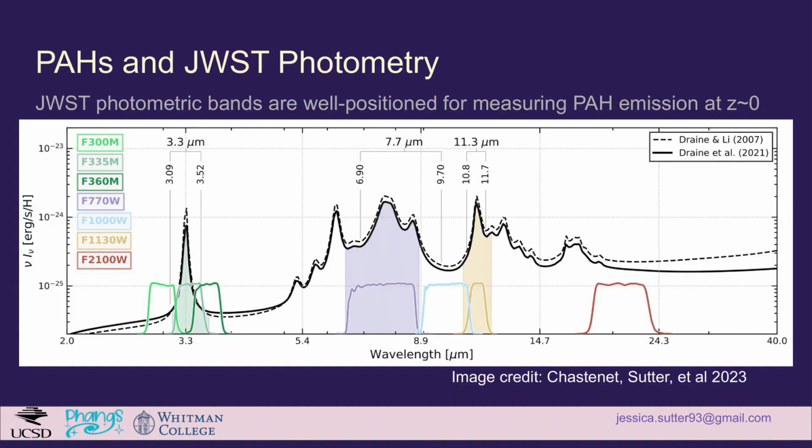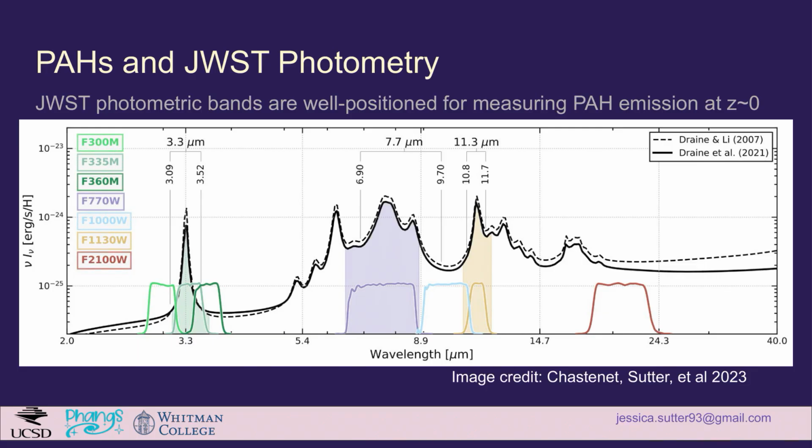JWST is really well suited to study PAHs because a lot of the photometric bands on JWST cover the most prominent PAH emission features. So this is a model showing dust emission from a couple of Draine et al. models of dust emission, with the photometric bands NIRCam and MIRI highlighted by different colors. This is from the Chastenet et al. paper that came out in 2023.